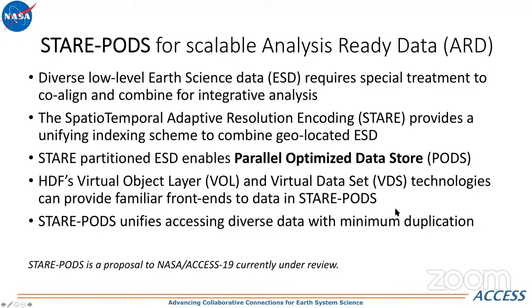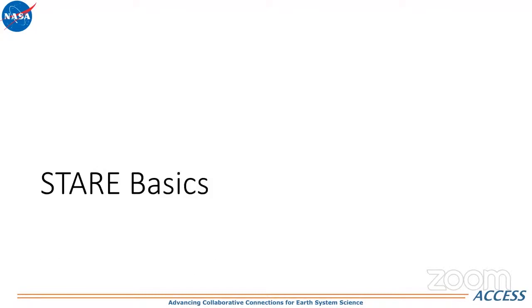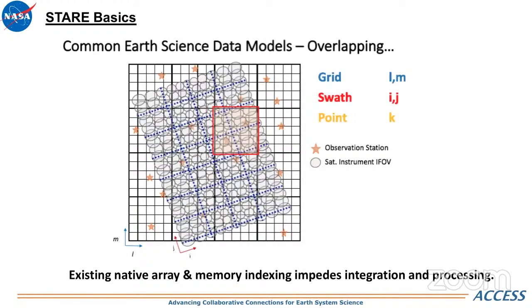So the fundamental point is that STARE would unify your access to the diverse data with a minimum of unnecessary copying and duplication. First thing I have to do is explain STARE, since it still is a relatively new concept. The basic problem is we have different kinds of earth science data that we want to bring together for our analyses. And that leads to some fundamental incompatibilities, because once you look at the data in detail, you have a mismatch between how you interpret the native array layout across different data sets.